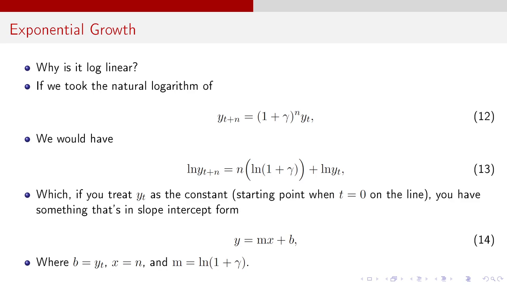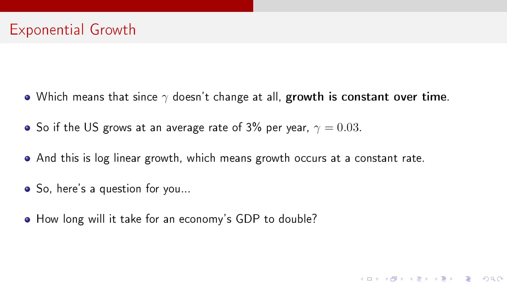So if you treat Y_t as that constant or the starting point when t equals 0 on that line, you have something in slope-intercept form, y = mx + b, where b would be Y_t, x is equal to n, or the number of periods, and m is the natural log of 1 + gamma. So this is now log linear, which means since gamma doesn't change at all, growth is considered to be constant over time. Again, that doesn't mean linear, it means constant growth rate. So if the U.S. grows at an average rate of 3% per year, gamma is 0.03. And this is log linear growth, which means that growth is occurring at a constant rate.